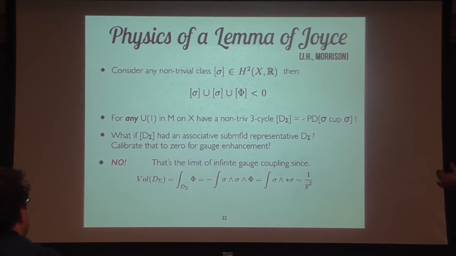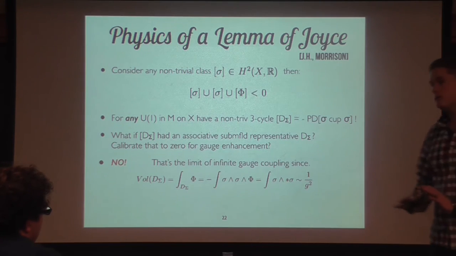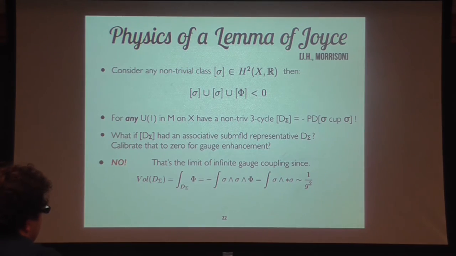So what we found is that there's a particular class that, if it has an associative submanifold representative, the volume of that submanifold computes the gauge coupling. Totally, for any M theory compactification with this property.